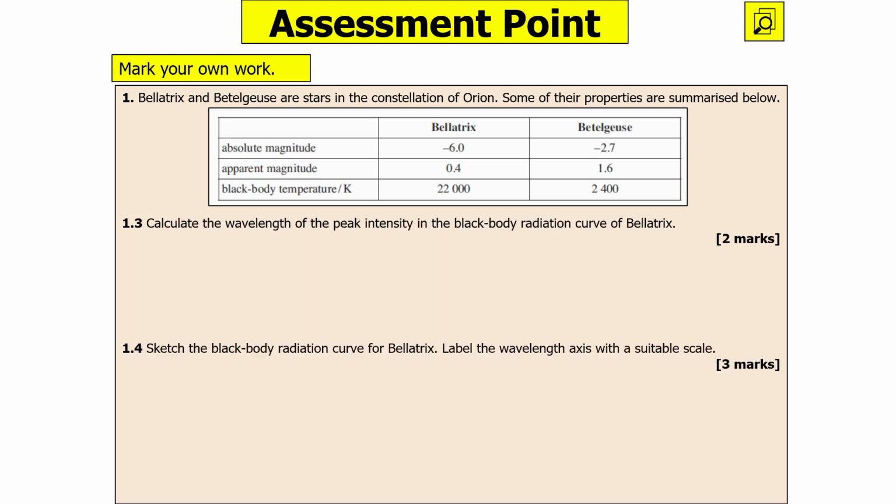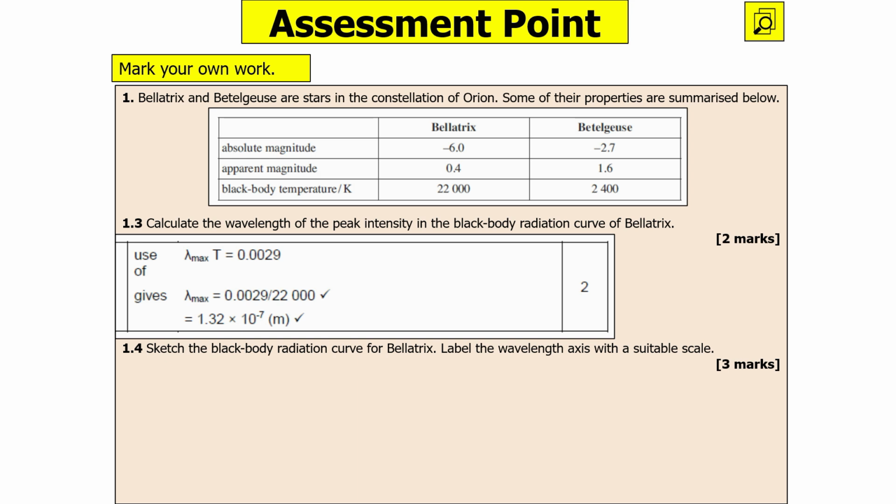Now to work out the wavelength, we've got to use our blackbody radiation curve ideas to look at the Wien displacement law: lambda max times T equals 2.9 times 10 to the minus 3. Putting in all the values, we get 1.32 times 10 to the minus 7 meters.